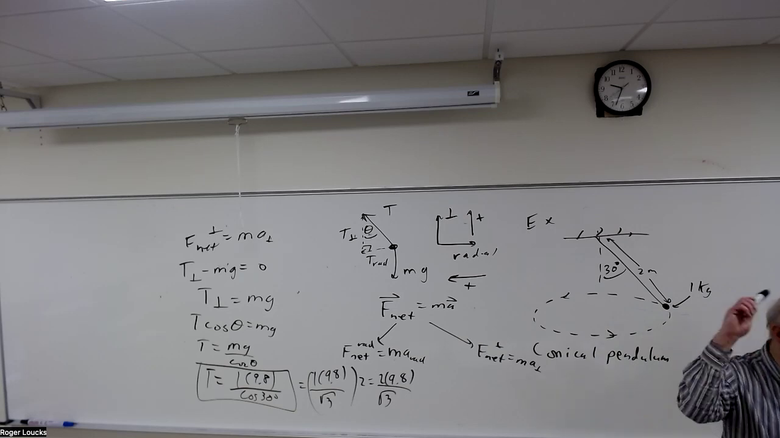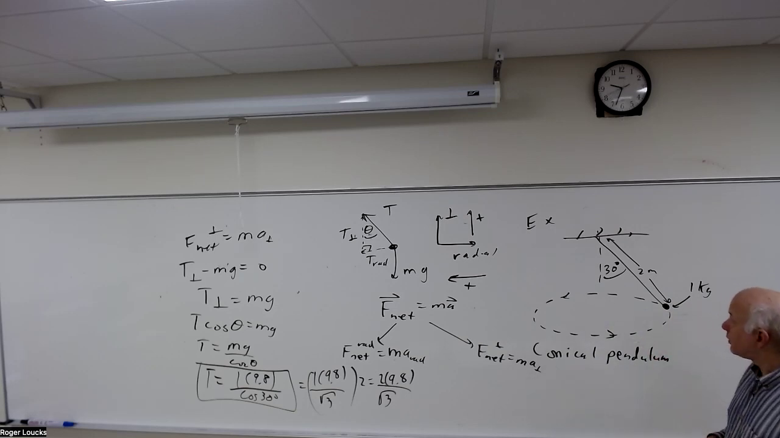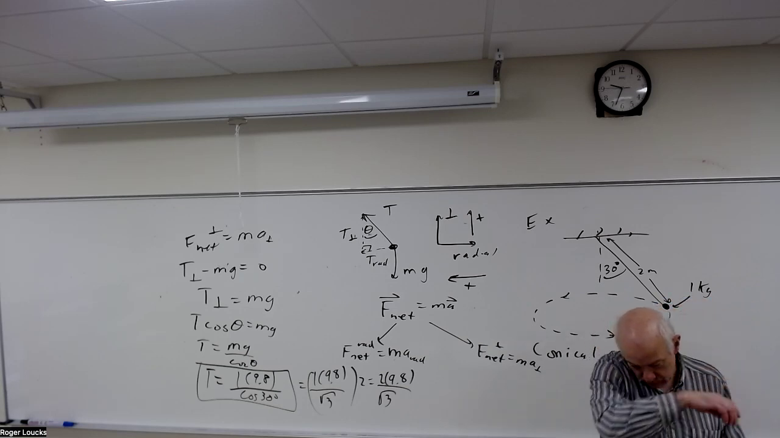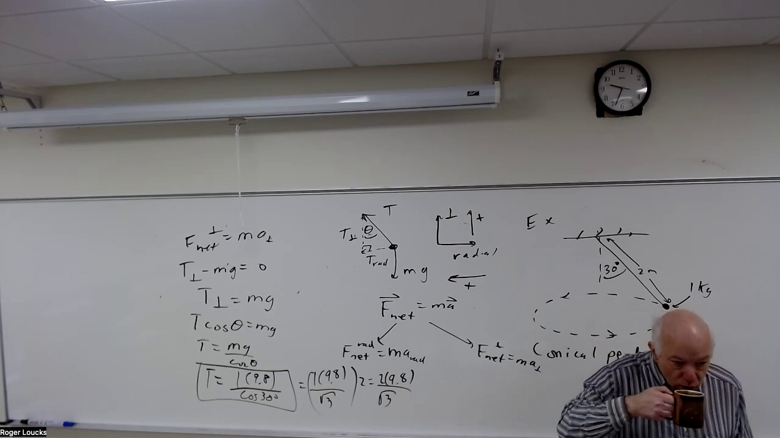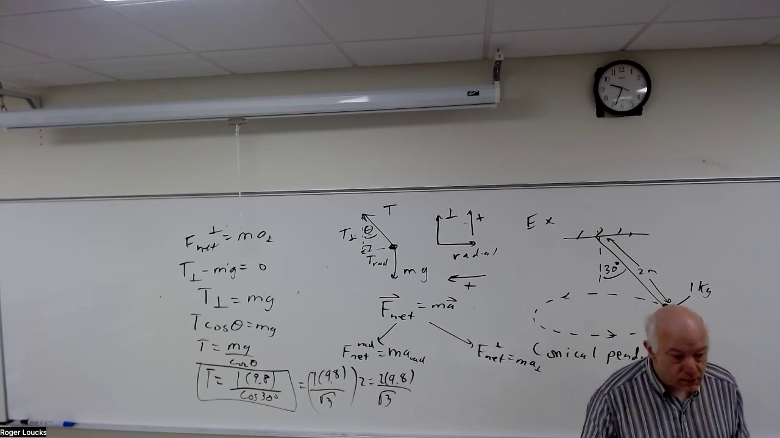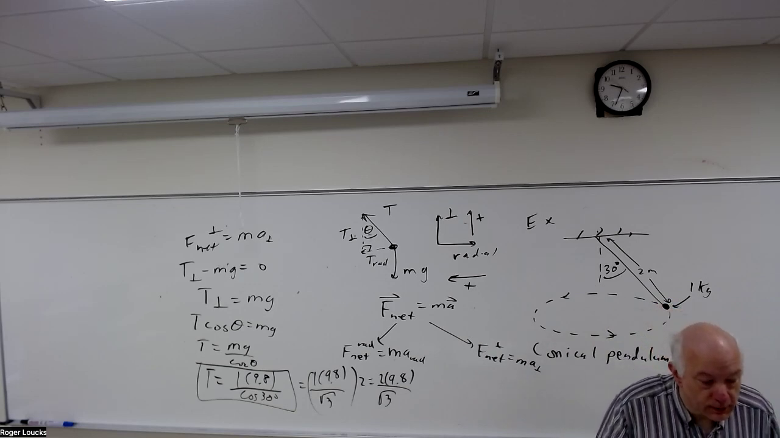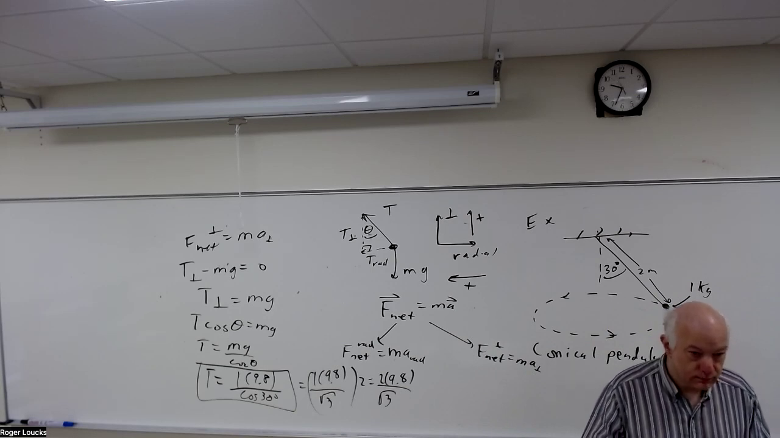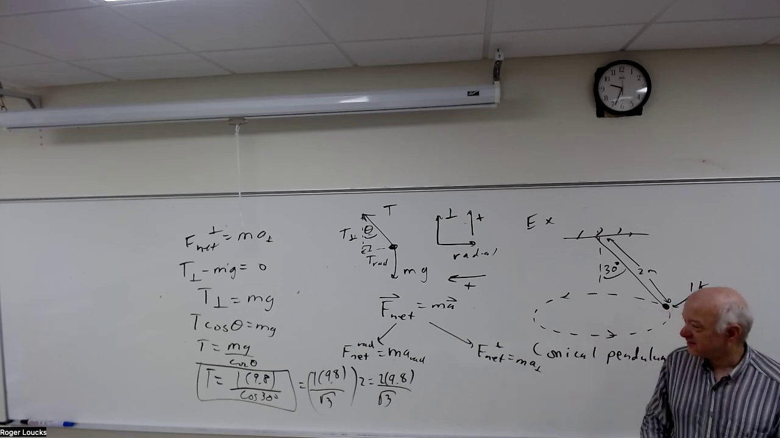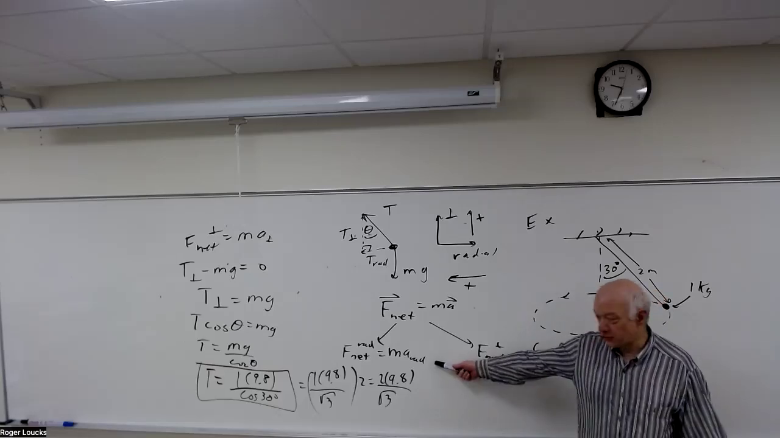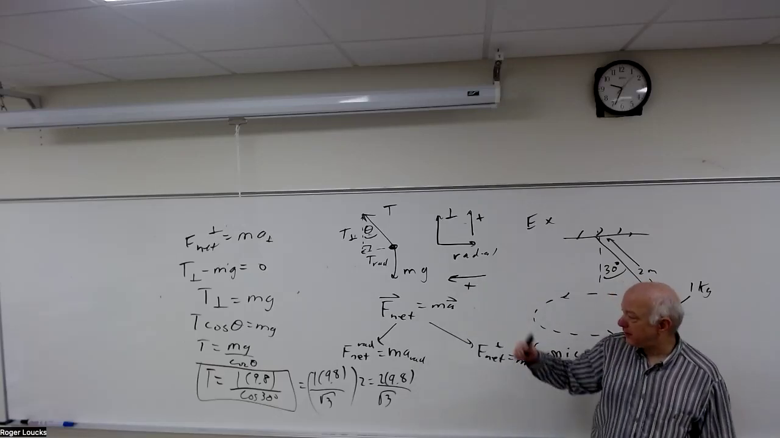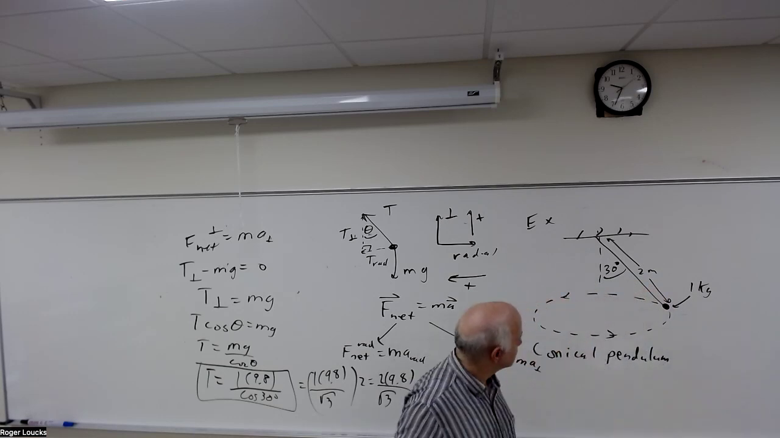Part B was figuring out the speed of the thing going around. Okay, so how do we do that? We do the radial part. Okay. So in that pit, we need some space for this.